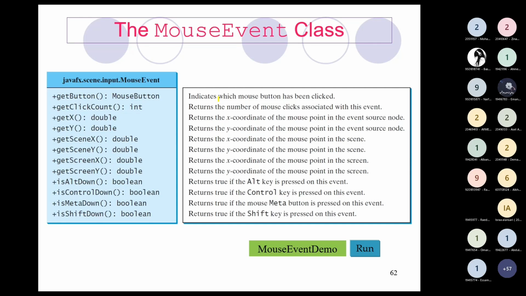Get the click count, it is going to count how many times you click. Get the x and the y, replace the x and the y coordinates of the mouse, where it actually is relative to the source node. So for example, if you are talking about buttons or a text file, it's going to tell you within that source node, meaning within the same source, where its location is.